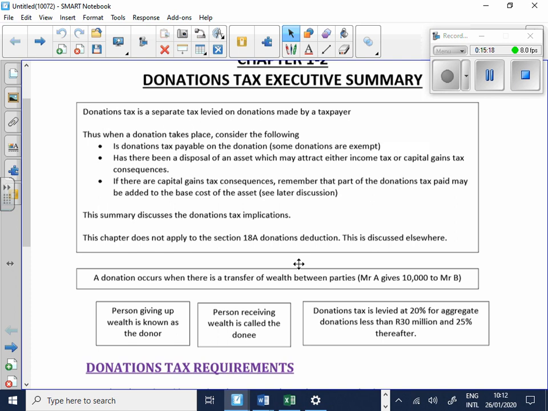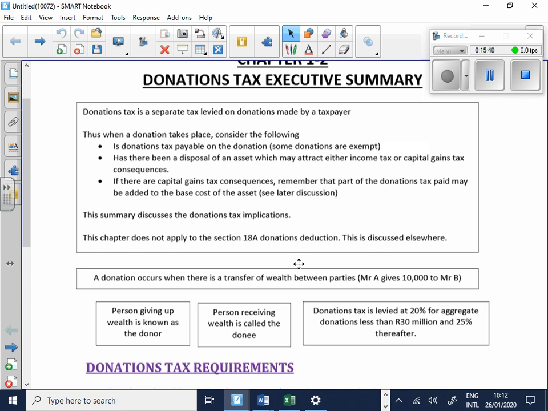It says a donation occurs when there's a transfer of wealth between parties. Mr. A gives 10,000 to Mr. B. Transfer of wealth. Everybody happy? Some terminology. The person giving up the wealth is known as the donor. So I'm giving 10,000 rand to someone. I'm the donor. The person that gets it from me, the donee. So just to get the terminology right.